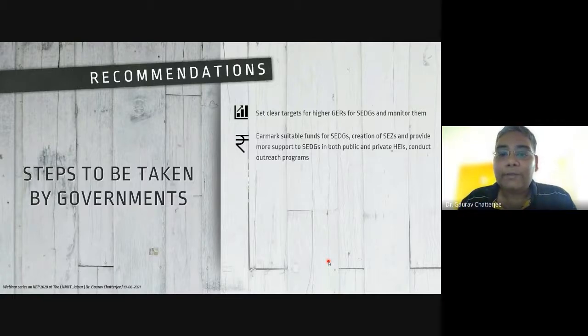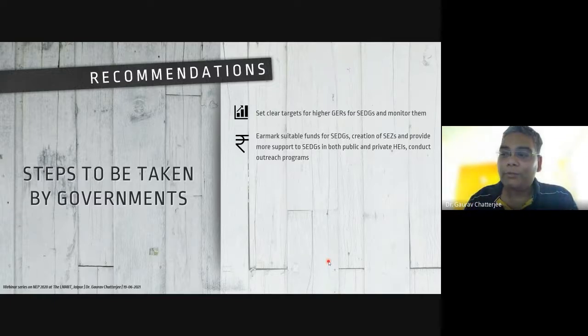To earmark special funds for SEDG and creation of special economic zones. I'm sorry, I keep getting confused between SEZs, special education zones. That is what the policy talks about. And to provide more support to SEDs in both public and private HEIs. And then to provide visibility, to conduct outreach programs so that the students know about all these funds and all these opportunities that are there.